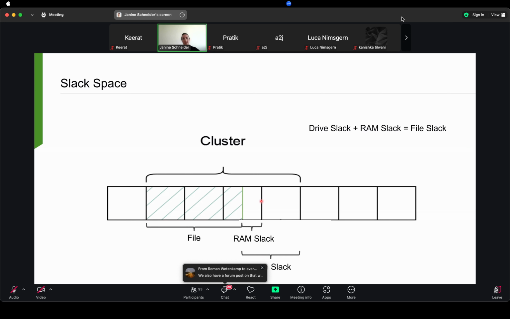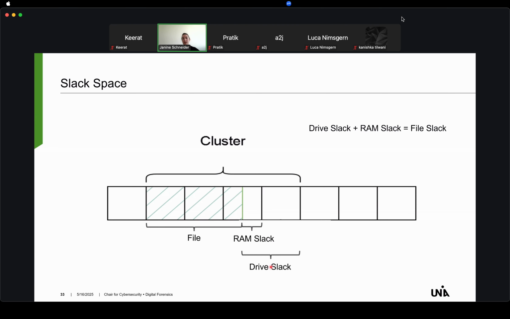So this would be the drive slack, and that's the RAM slack, and together they form the file slack. If you leave that bracket like it is, then it would be the file slack.